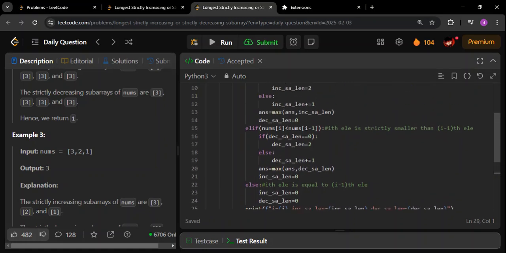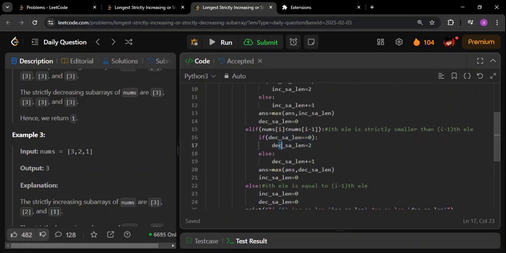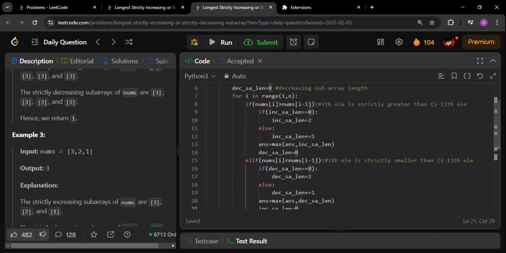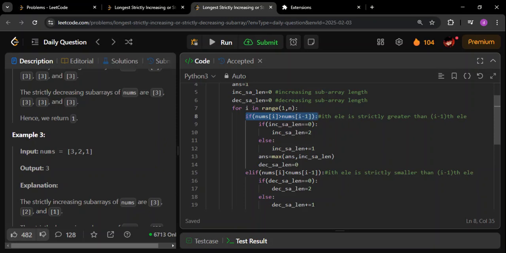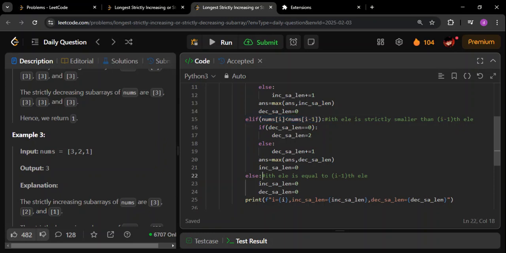In this case, if the value is already 0, just make it 2. If this value is greater than 0, increment it by 1. Again, whatever the value is now, compare it with the answer, and whichever is maximum, assign that value to the answer. Now since this was a decreasing subarray, we have to make the increasing subarray length equal to 0, since the ith element was not part of an increasing subarray. The first case is the ith element greater than the (i-1)th element, the second is the ith element smaller than the (i-1)th element, and the last case is the ith element equal to the (i-1)th element.